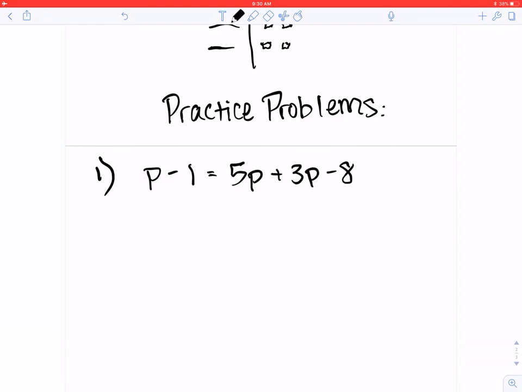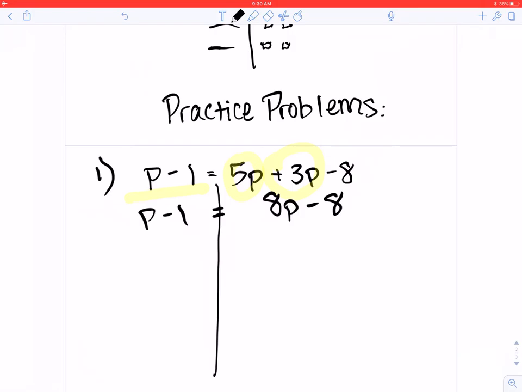Okay, first things first, let's draw that ultra flip line and say, is there anything on my left side that I can combine? No. Is there anything on my right side that is a like term and is combinable? Yes, I have 5p plus 3p, so we have 8p minus 8. Bring down the equal sign, bring down our left side.